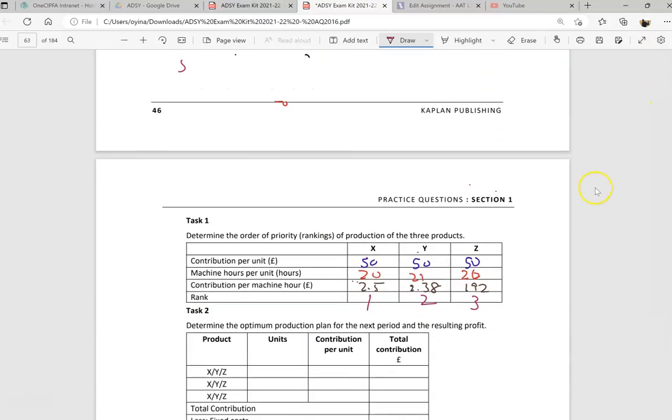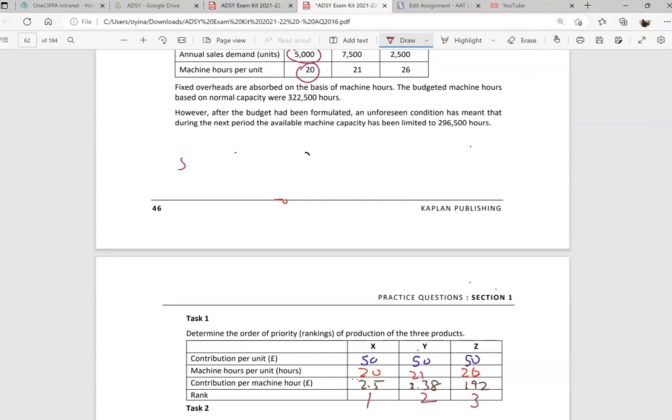So I'm going to make all the 5,000 units. I'm making X, right? So if I'm making X, it's also important that you keep a little tally of the hours you're using. But you're making 5,000, so I'm just going to do it here. 5,000 times 20, right? So 2 times 5 is 10, and I have 4 zeros. 1, 2, 3, 4. So that's 100,000 hours that I've used now.